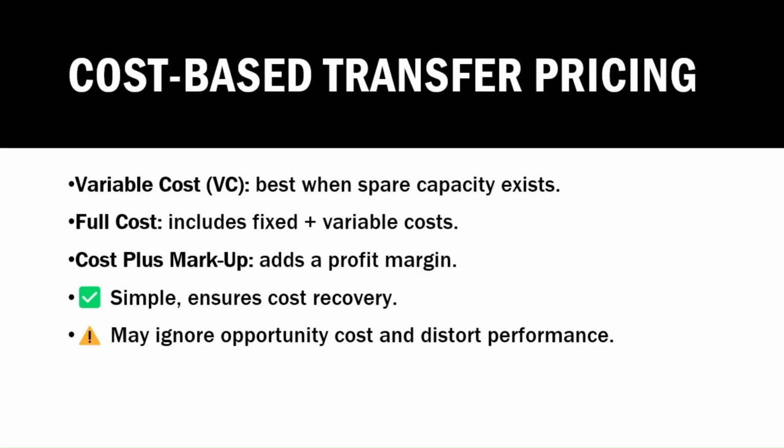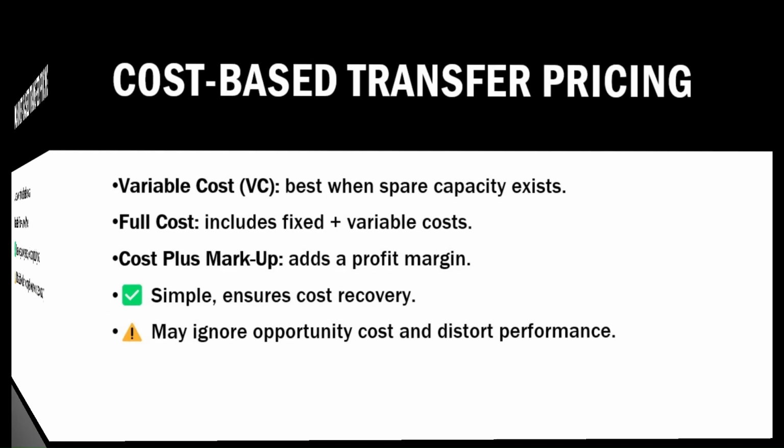Cost-based pricing uses internal production cost as the base. If there's spare capacity, the price should equal variable cost. If the division is fully utilized, include fixed cost or markup. It's simple and ensures cost recovery but ignores opportunity cost, which may reduce goal congruence.